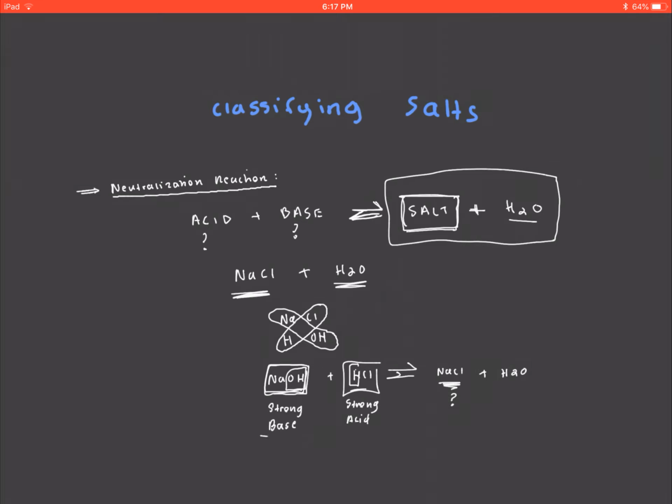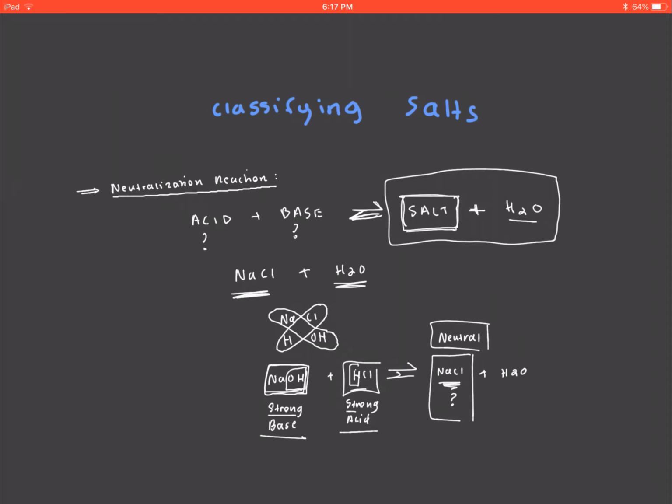Now, you have a strong base, and it's added to an equally strong acid. What do you think the classification of the salt will be? Well, since it's a strong base plus a strong acid, we're going to have a neutral salt. NaCl is going to be neutral because the base is not overriding the acid, and the acid is not overriding the base. Why? Because they're both very strong.